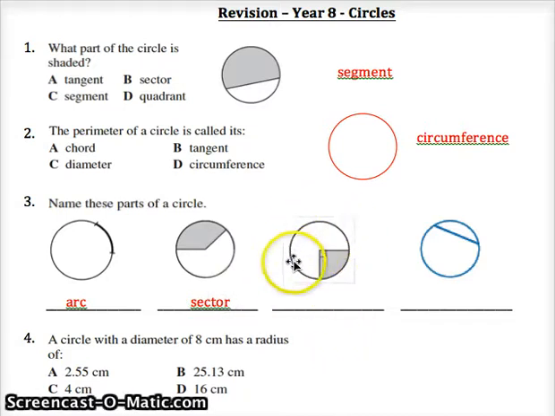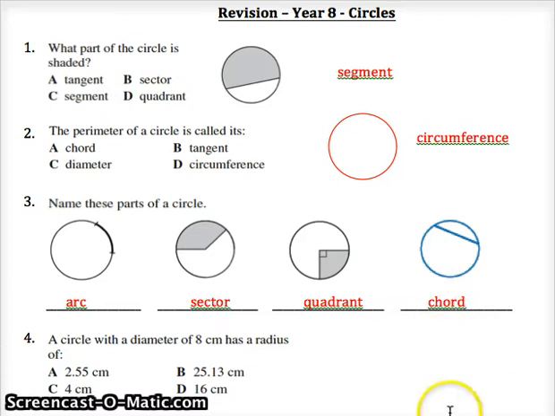In the third diagram, we have a special type of sector. It's like a special piece of pie or pizza cut out of the circle. It's a special sector because it's a quarter of that circle, and it's called a quadrant. And in this fourth diagram here, we want to know what the name of this line is. This line that goes from one point of the circle to the other point of the circle. It's got a special name as well, and it is called a chord. So that's question 3 completed.